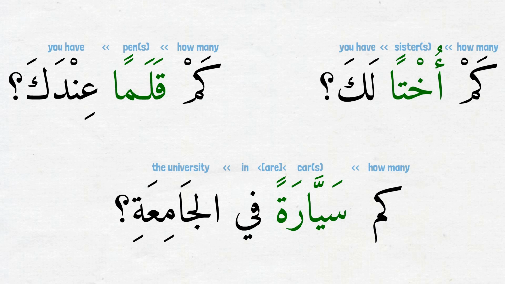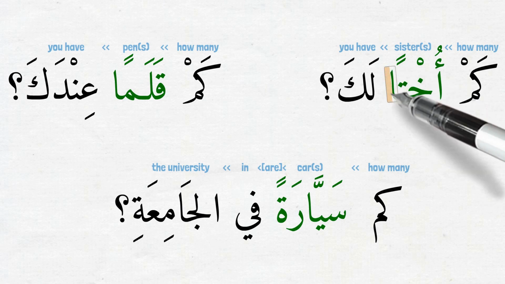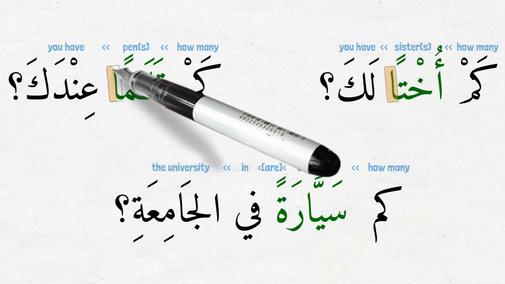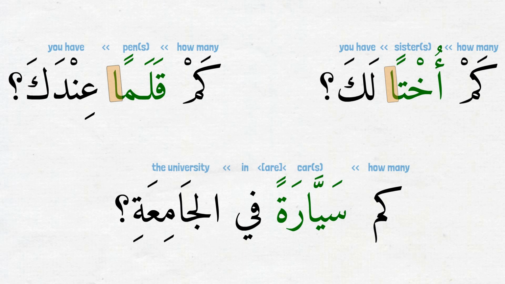We said the ism coming after KAM is MANSUWB and NAKIROH because it is functioning as TAMYIYZ. Notice the NAKIROH ism in MANSUWB case takes alif in writing even though it is not pronounced. But if the ism ends with ta marbuta, it does not need an extra alif. Try to keep this spelling rule in mind when coming up with answers to this exercise, okay? Now we need to come up with suitable tamyiyz for each sentence.